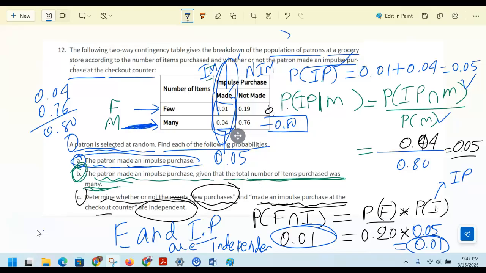What that basically means is if you buy few purchases, it does not affect your impulsive purchase. That's what it means. Just because you are buying few purchases, do you make a spontaneous decision to buy? No, it has nothing to do with it. So it's independent. Let's go to the third.